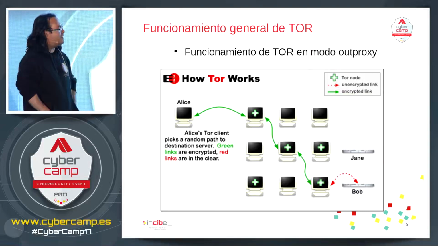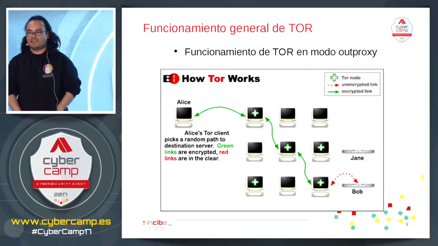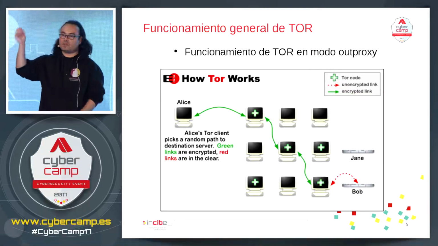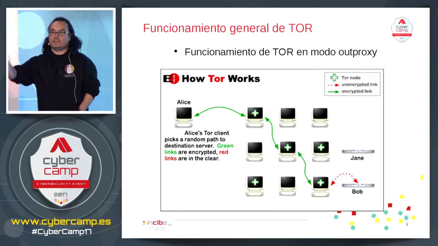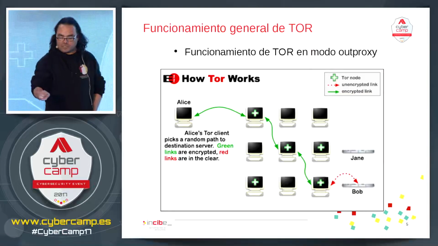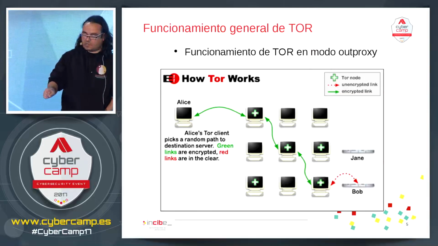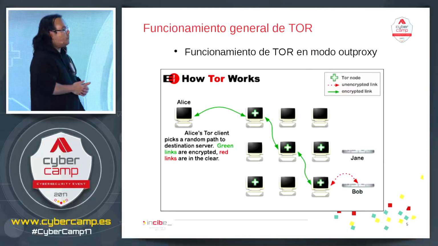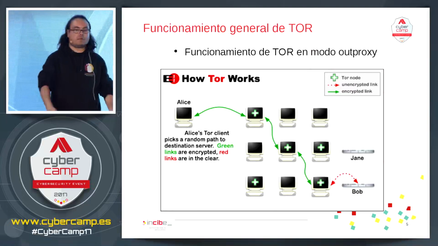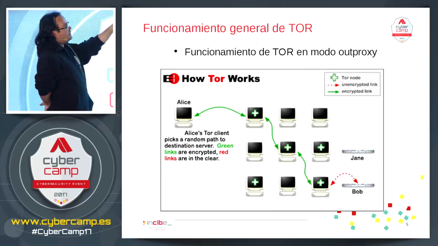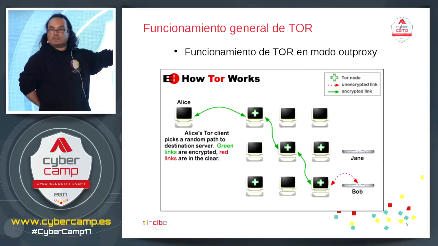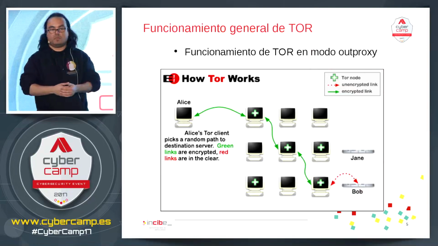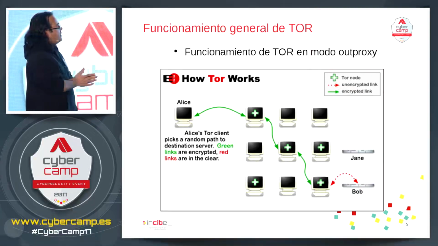You've probably seen this picture before. The most well-known personalities in the cybersecurity world. You've probably heard the names of Alice and Bob in cryptography. So this picture that was taken from TOR's official website explains how TOR works in out-proxy mode, how we navigate towards an internet service. Alice here is the client and wants to connect to Bob, which may be an internet service, typically Google or any other website.